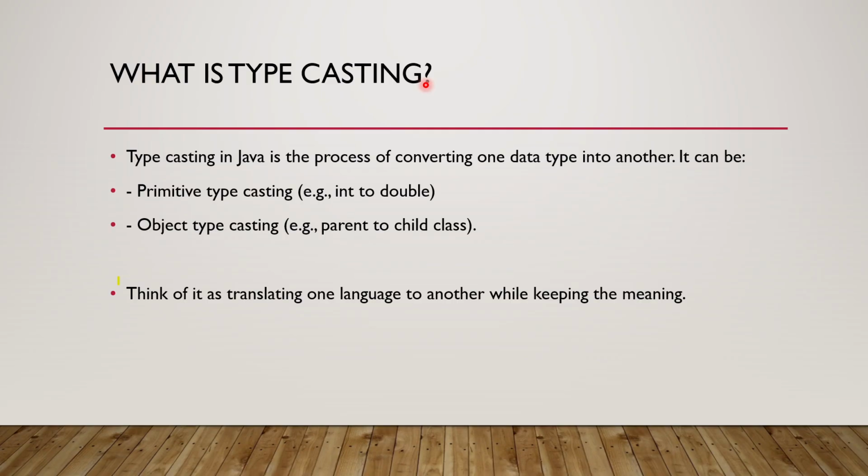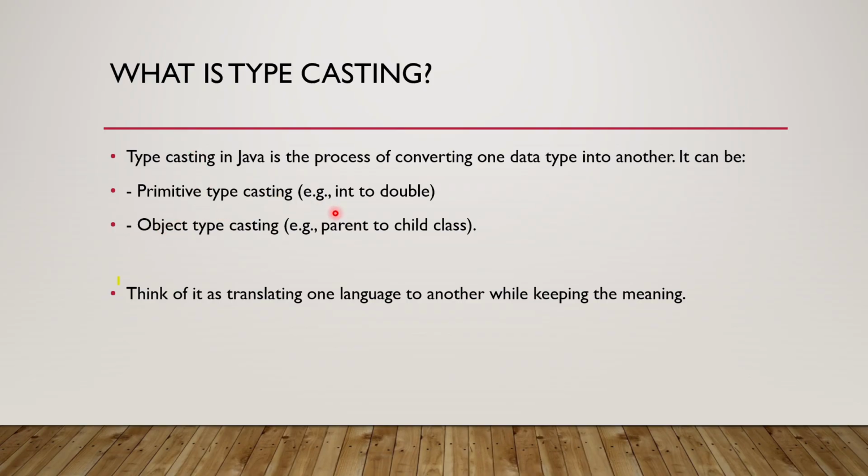Typecasting in Java is the process of converting one data type into another. For example, if you convert one word of English to another language, the meaning is the same but the form is different. Like that, in this video we study how to convert one data type into another.